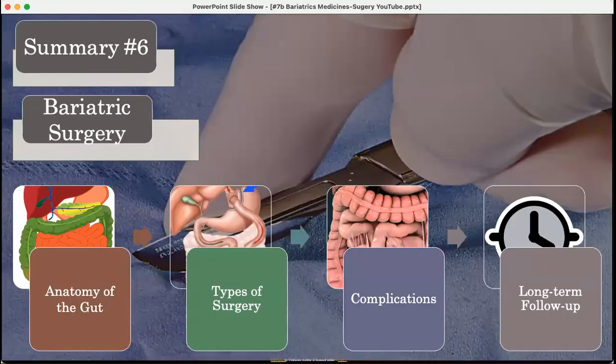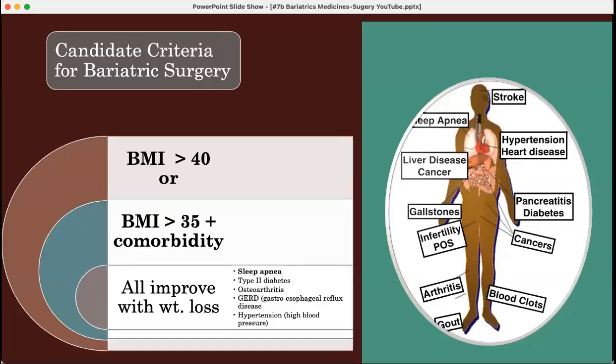So in summary, we went through the anatomy of the gut. You learned the mnemonic for remembering the segments of the bowel and the types of surgery. This is showing the Roux-en-Y. The complications, we talked about several complications that can happen, and the long-term follow-up. The candidacy, BMI greater than 40 or BMI greater than 35 with comorbidity.